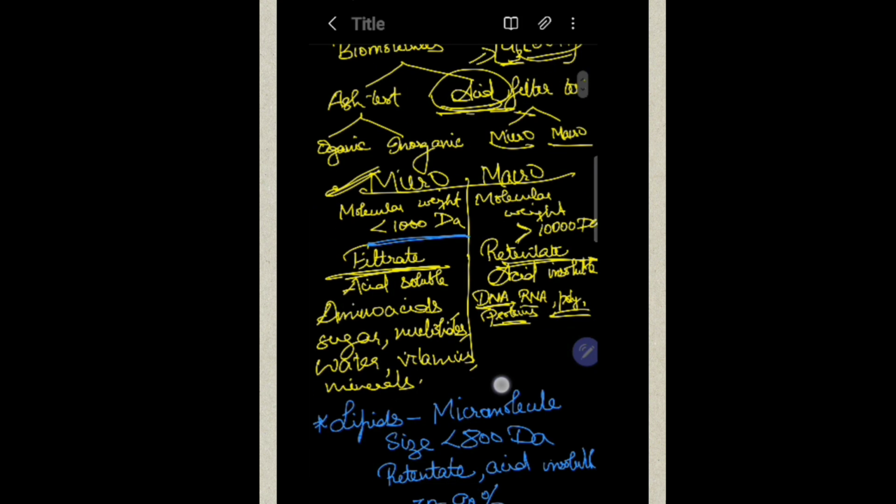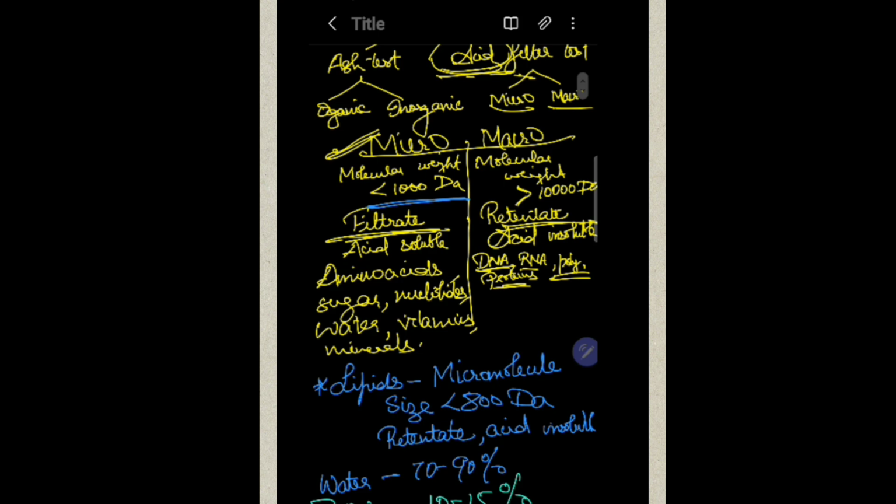Now you know the difference of micro and macro, I hope. Micromolecules weigh less than 1000 Dalton, macromolecules weigh more than 10,000 Dalton. Okay, micro is filtrate, macro is retentate. Lipid is a different example.